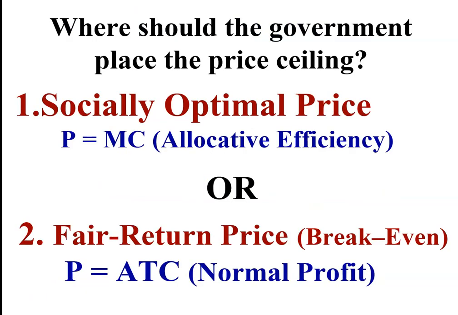Where should the government place the price ceiling? There are two choices. Either the socially optimal price, where price equals MC, or the fair return price, where price equals the average total cost.